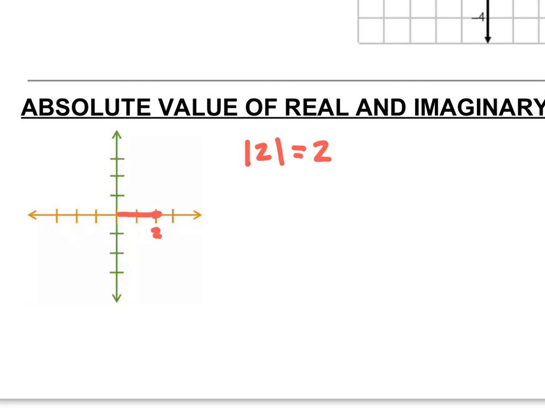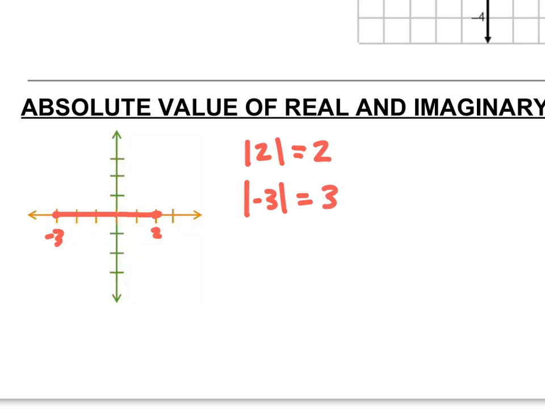What if we wanted to find the absolute value of negative 3? Then we come over here to negative 3, and we plot that point, and we ask how far away is that from 0? Because absolute value is the distance from 0. And that's a length of 3. Imaginary numbers kind of work the same way.